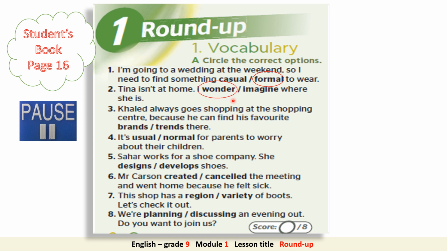Now number 3, Khalid goes shopping at the shopping center because he can find his favorite brands or trends there. What do you think? Very good, it's brands. 4, it's usual or normal for parents to worry about their children. What do you think? Very good, it's normal.